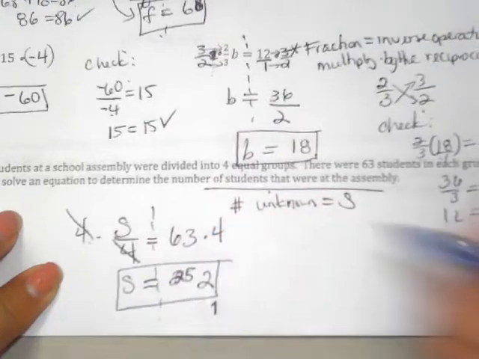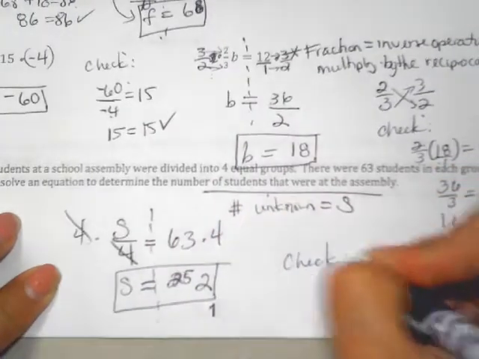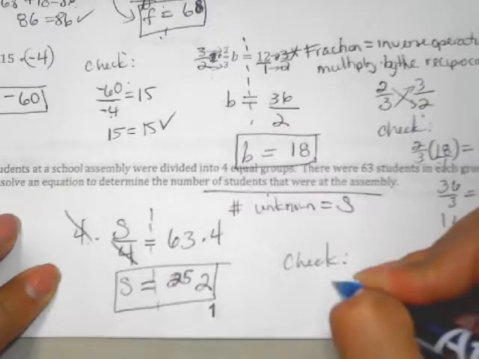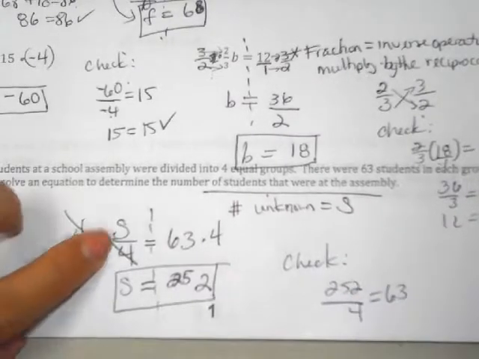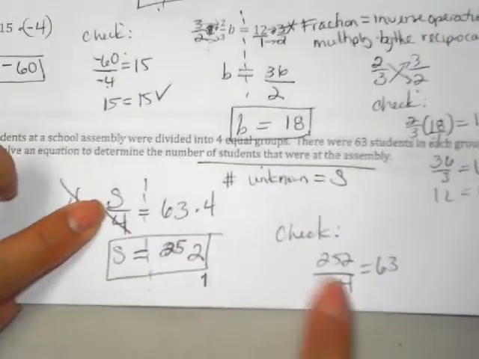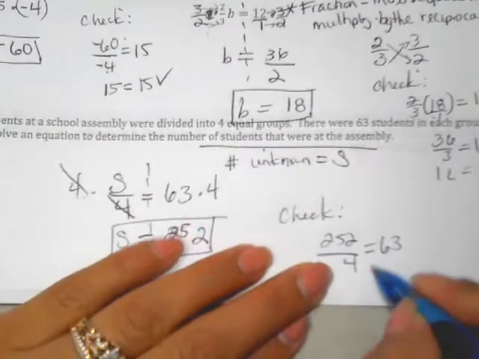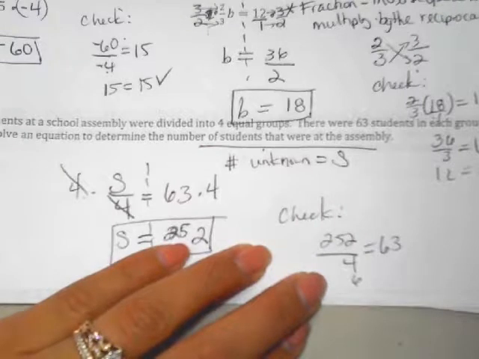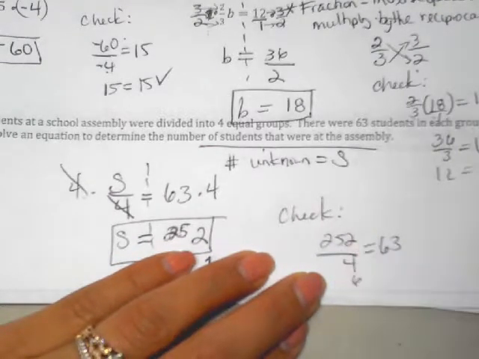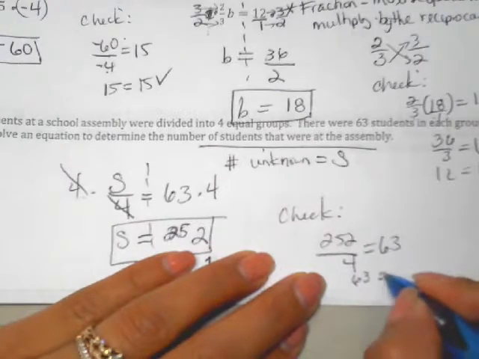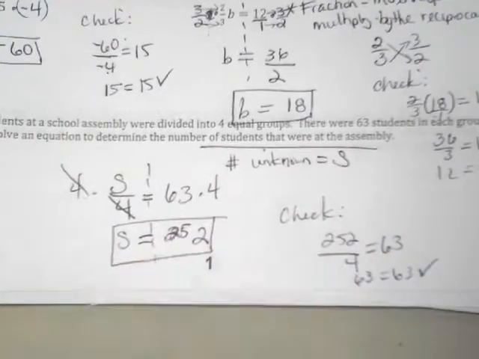Alright, you can always check it. I plug your answer in place of the variable, so 252 divided by 4. And then 4 goes into 25 6 times. We have 1 left over, and bring down the 2 will give me 12. 4 goes into 12 3 times. So it works. Or you can always use the calculator on the phone.